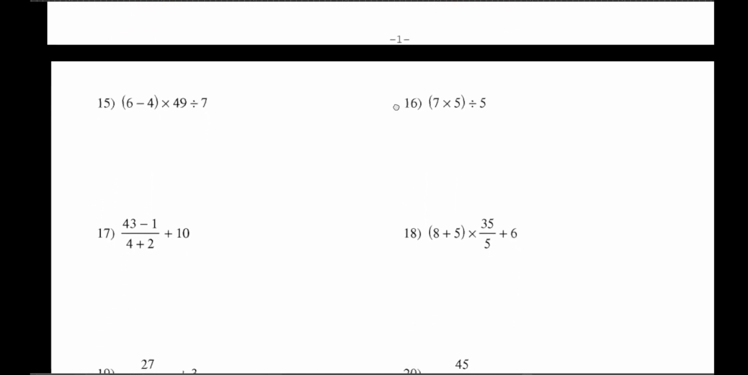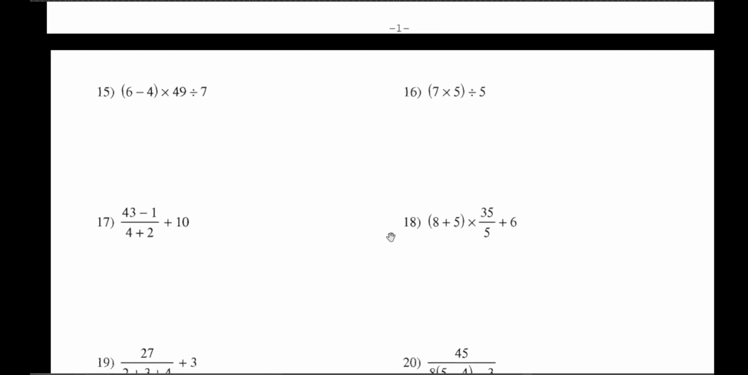All right, let's see. Yeah, this isn't too bad, right? You do this parentheses first, that's a 2, and then you go times 49, all right, divided by 7. Okay. 17, yeah, let's definitely get to that.